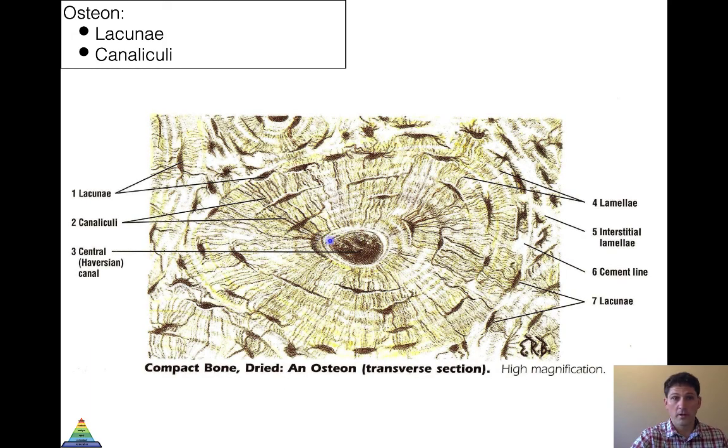Now, if we look a little bit closer, here's our central canal, and then we have our lamellae around that. And what we can see then are these little black dots. These are the lacunae, and this is where those osteocytes are residing. Now, between those, we need those osteocytes to be able to communicate with each other. So we have these little passageways called canaliculi. Canaliculi. Say that over and over again. That one's a tough one. But this is going to allow nutrients and wastes to diffuse from an osteocyte to another osteocyte to another osteocyte and out through that central canal. And it also allows those osteocytes to communicate with each other.